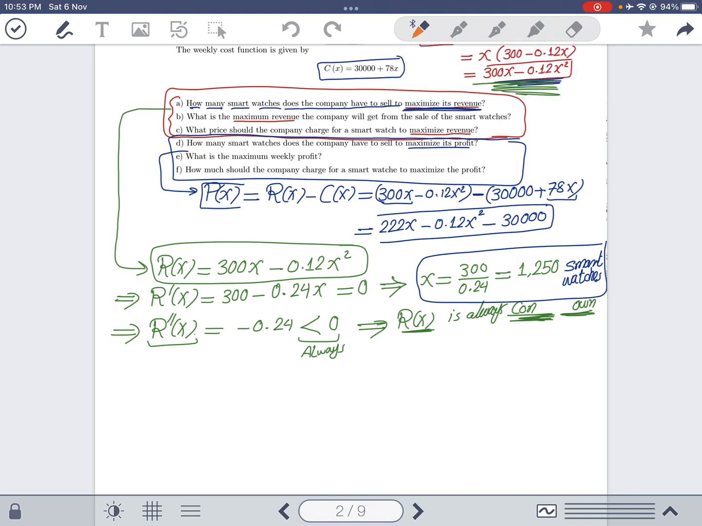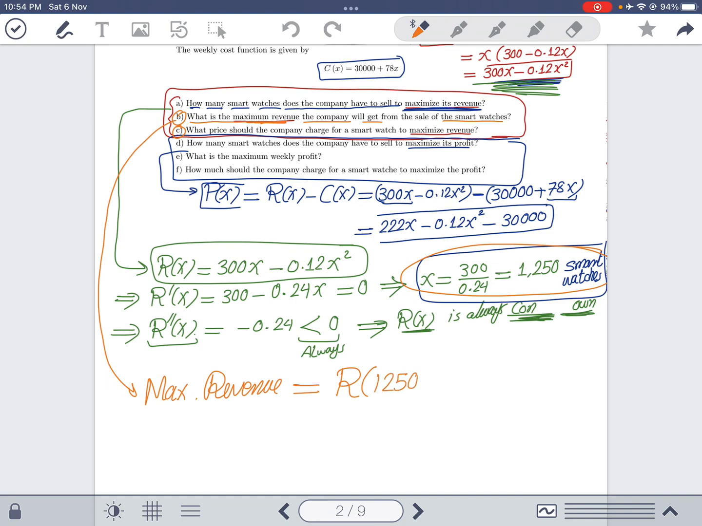Look at how it is. Please learn how to do B and C immediately. For B, they ask what is the maximum revenue the company will get from the sale of the smartwatches. You might say, but what did we just compute? What is this x? This is the quantity at which you get the maximum revenue. So to get the maximum revenue, we know that will be R at the point 1250.